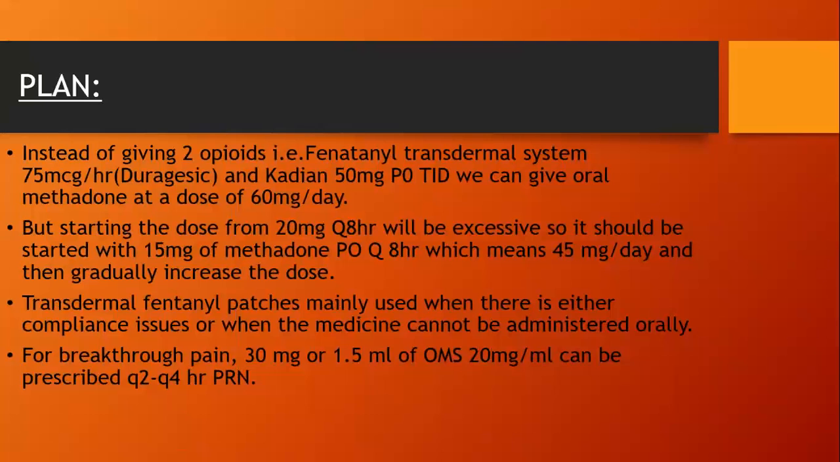Transdermal fentanyl patches are mainly used when there is either compliance issues or when the patient is not in such a condition that he can take the medicine orally. Then we can use transdermal fentanyl patches. For breakthrough pain, 30 milligram or 1.5 ml of OMS 20 milligram per ml can be prescribed after every 2 to 4 hours as required by the patient. OMS is basically oral morphine solution.